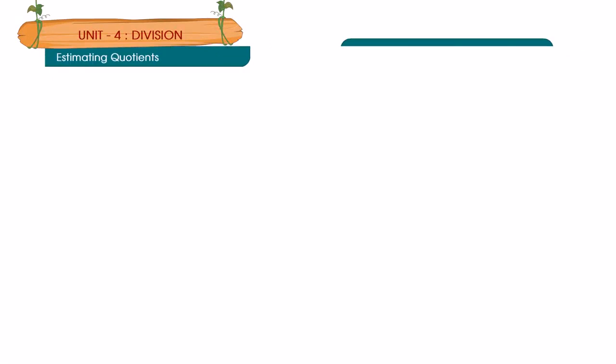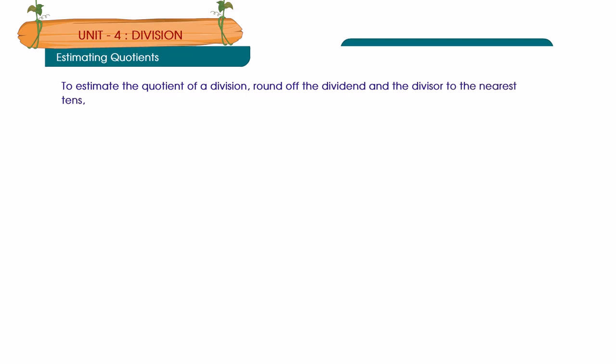Estimating quotients. To estimate the quotients of a division, round off the dividend and the divisor to the nearest tens, hundreds, thousands, and so on. Then divide the rounded off numbers.